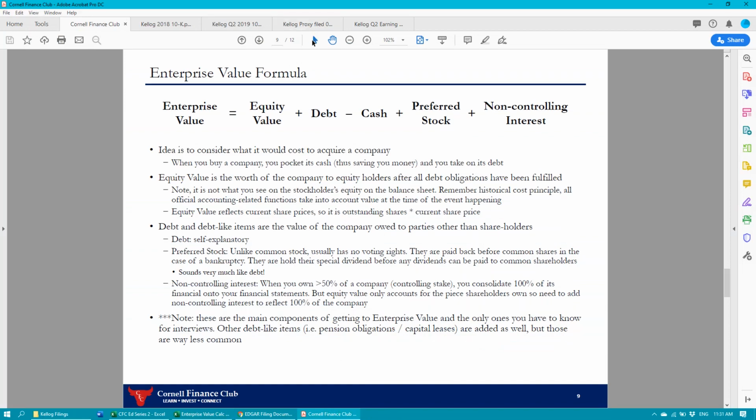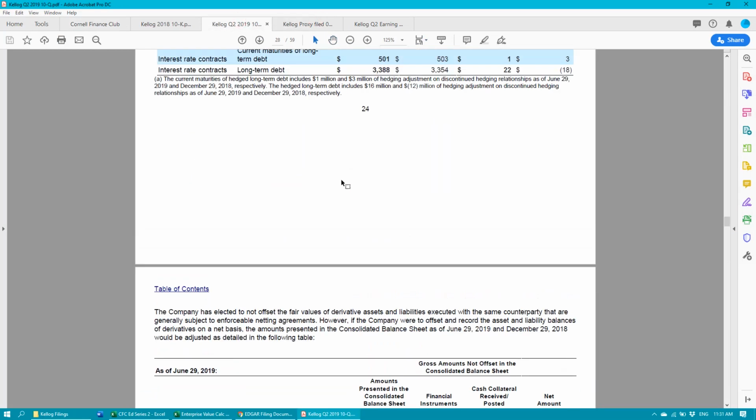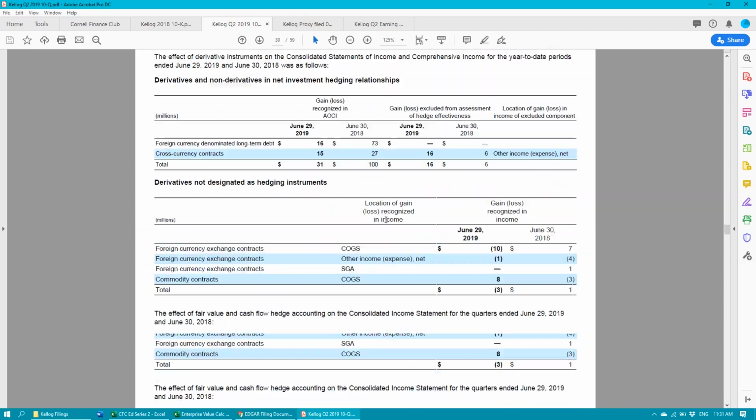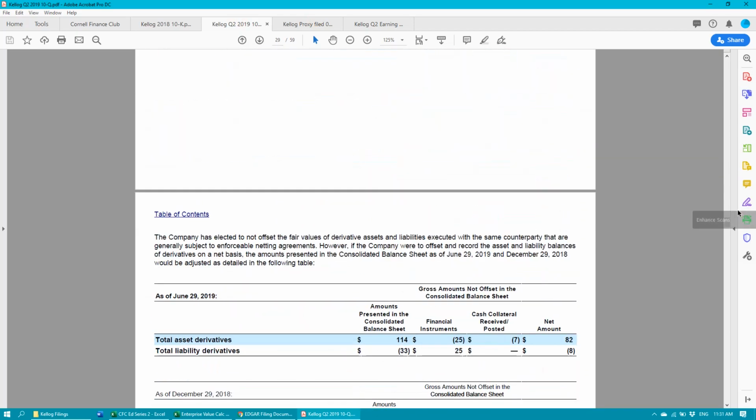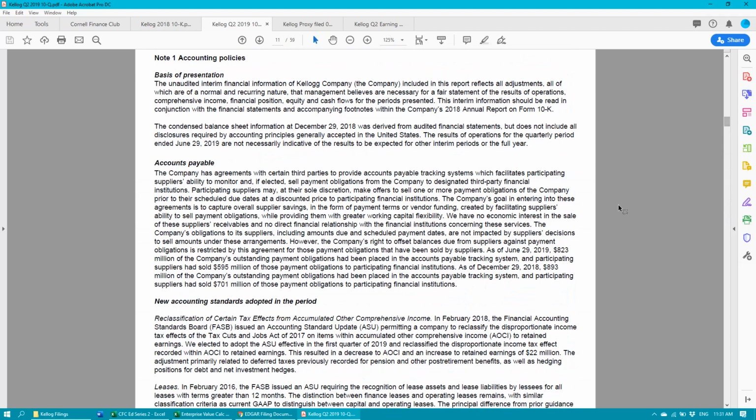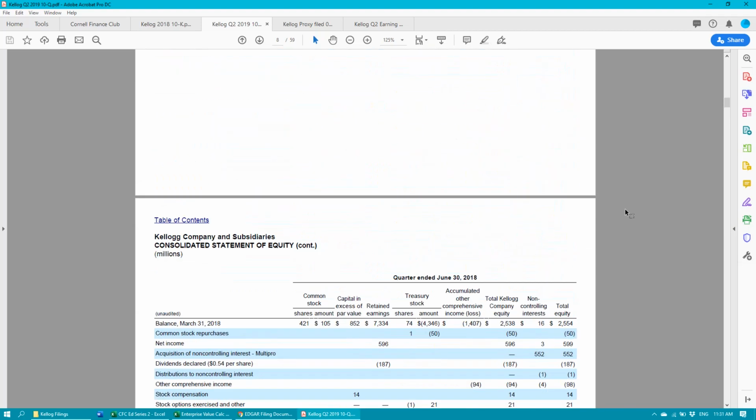So the 10Q, this is the most recent 10Q, which contains all the information. So you want to go up to the balance sheet, which appears to be right here.